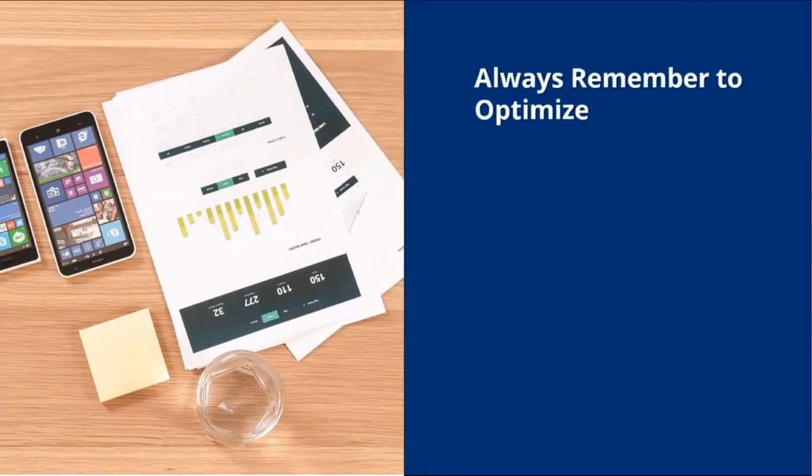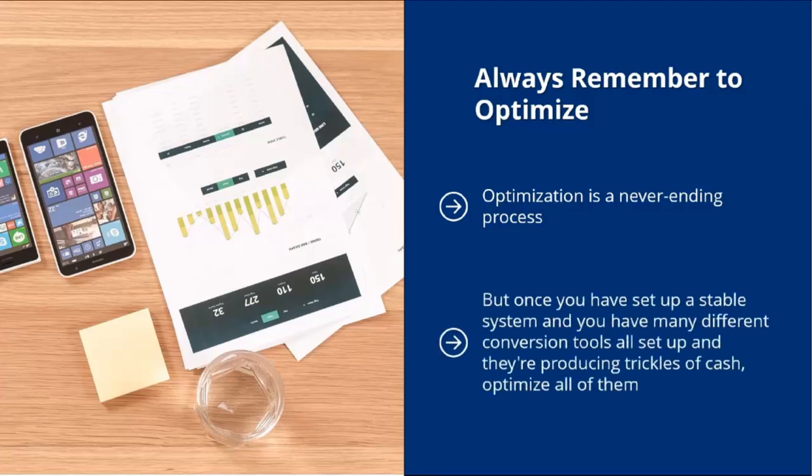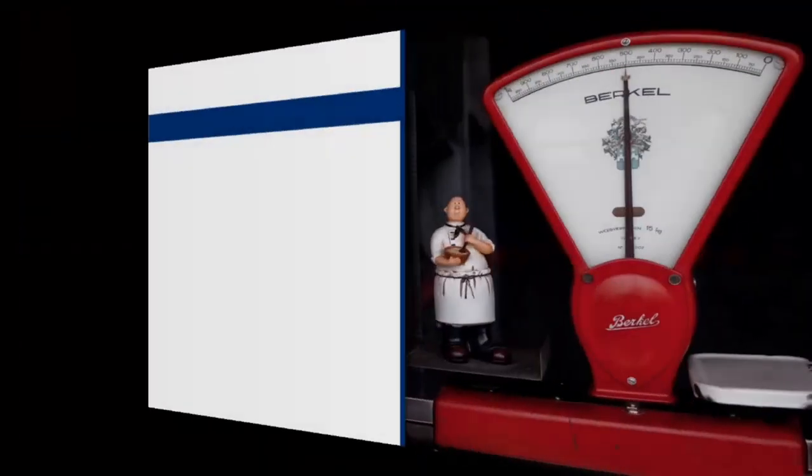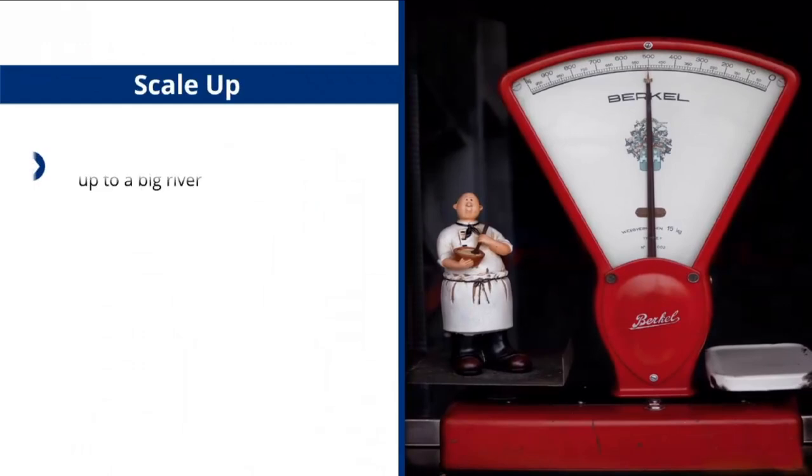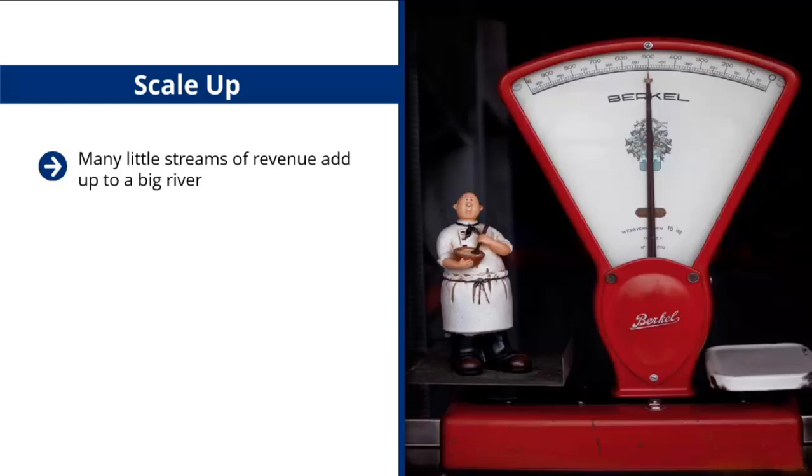Always remember to optimize. Optimization is a never-ending process. Don't think that just because you're able to convert at a certain percentage that you're stuck there. There's always room for improvement. The only question is how much time you have for it. But once you have set up a stable system and you have many different conversion tools all set up and they're producing trickles of cash, optimize all of them. Scale up. Many little streams of revenue add up to a big river. Scale up in terms of volume or scale up in terms of conversions. Whatever the case may be, you need to scale up.